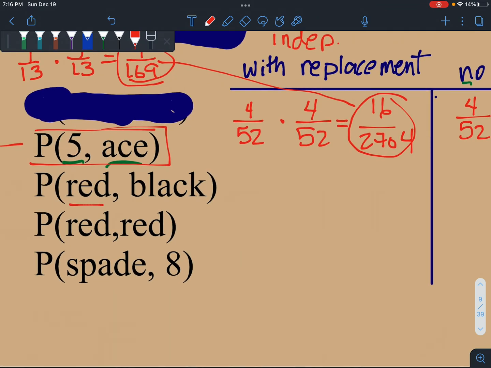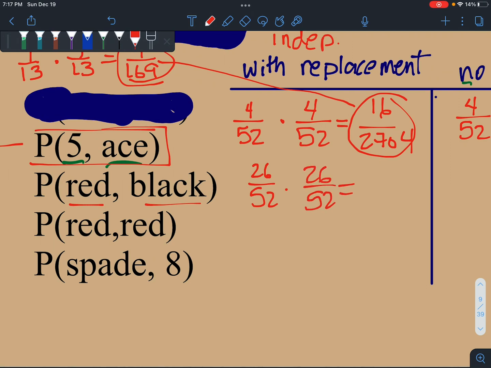And what about a red card and a black card? Well, how many red cards are there? Half of them are red and half of them are black. So 1/4 is probably the easiest way to answer it, though you could have done this with the whole deck and said, for example, 26 out of 52 times 26 out of 52.